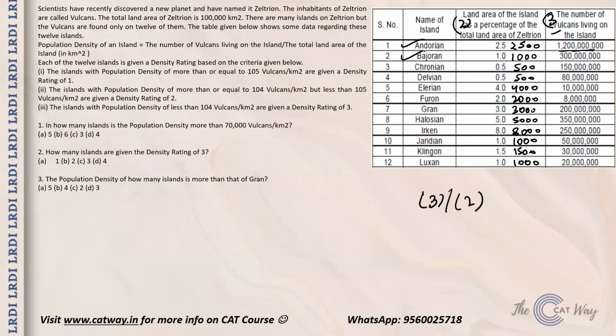Then you calculate it for Chornian. 500 into 70,000 is what you have to do. So basically you get 3.5 crores, and here it is 15 crores. So definitely this one will be counted. Similarly, this one will be counted, because 3 crores 50 lakhs is what you need, whereas here what you have is 8 crores.